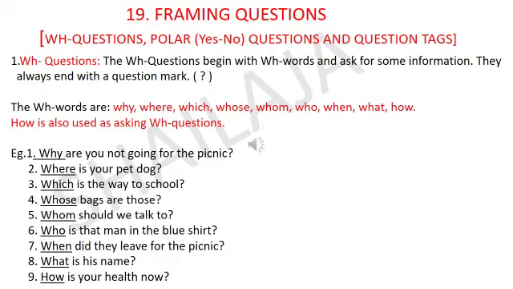Let's see the examples. First one, why are you not going for the picnic? Where is your pet dog? Which is the way to school? Whose bags are those? Whom should we talk to? Who is that man in the blue shirt? When did they leave for the picnic? What is his name? How is your health now?